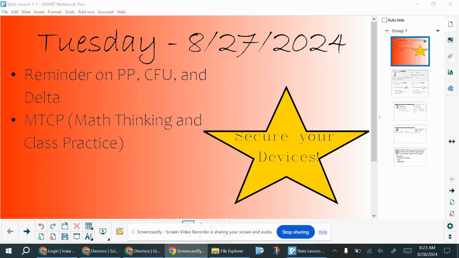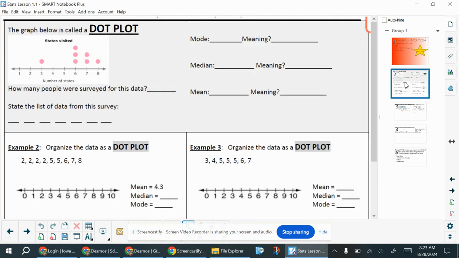And so today you're going to notice this one's pretty short, and you're going to get a chance to work on those a little bit more if you need to. But we're going to go ahead and go over the math thinking and class practice for stats lesson 1, and then you'll have some time at the end of class to work on some other things. So today we're talking about dot plots.